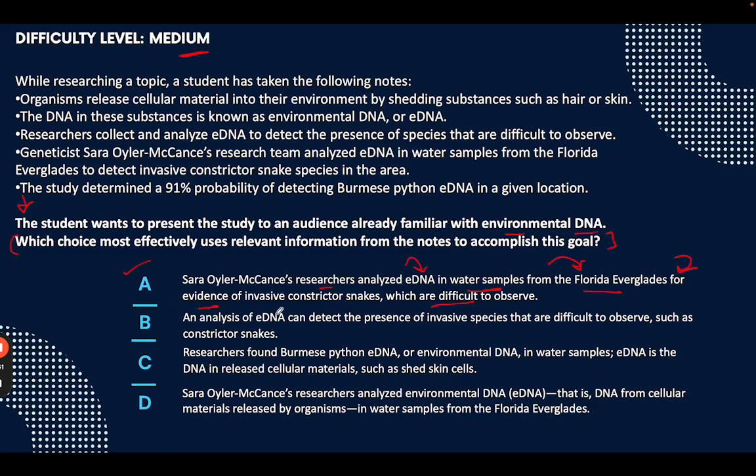So B. An analysis of eDNA can detect the presence of invasive species that are difficult to observe, such as these. Now, it might look like a very appealing option, but the problem with this option is that it tells me what the analysis of eDNA can do, a possibility of something happening. It does not tell me about the study. I'm not looking for an option that tells me the possibility of achieving something because of the analysis of eDNA. I'm looking for an option that tells me about the study.